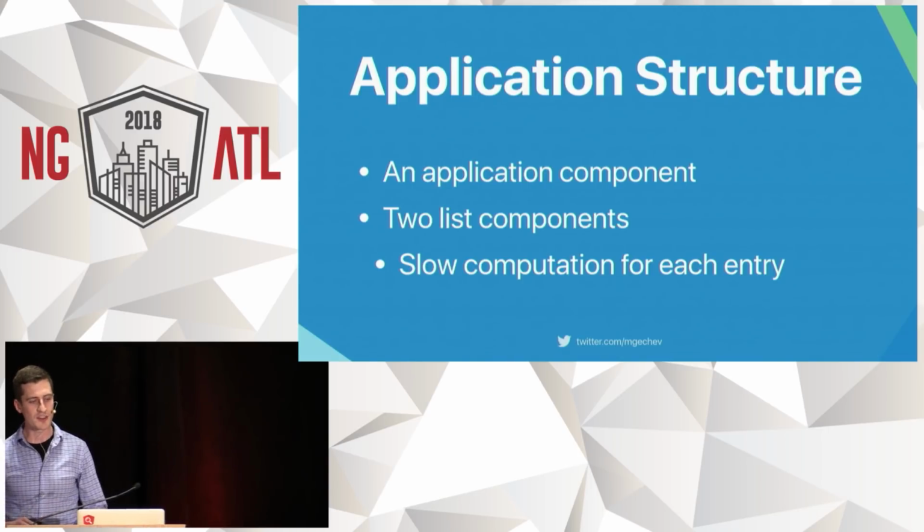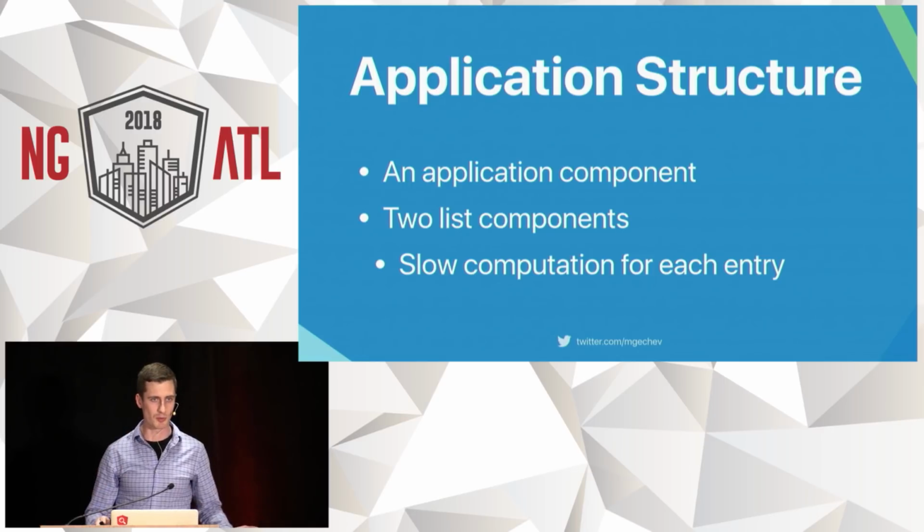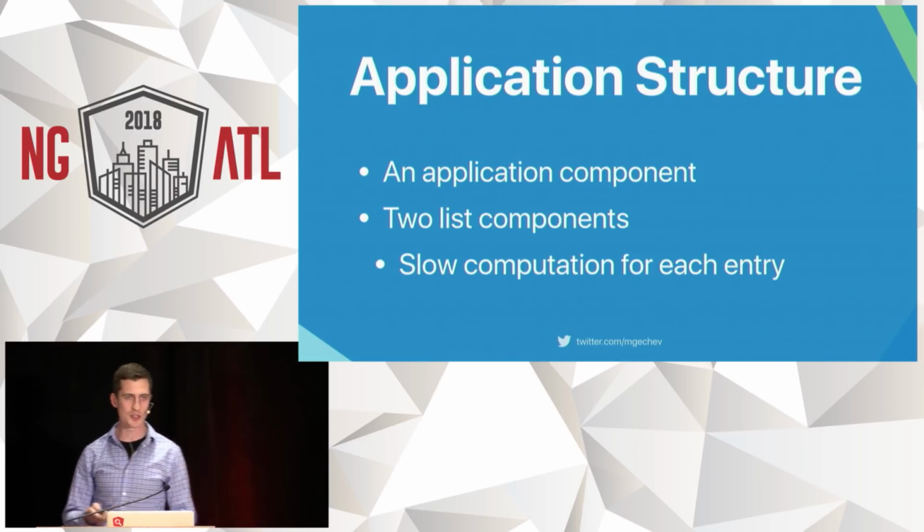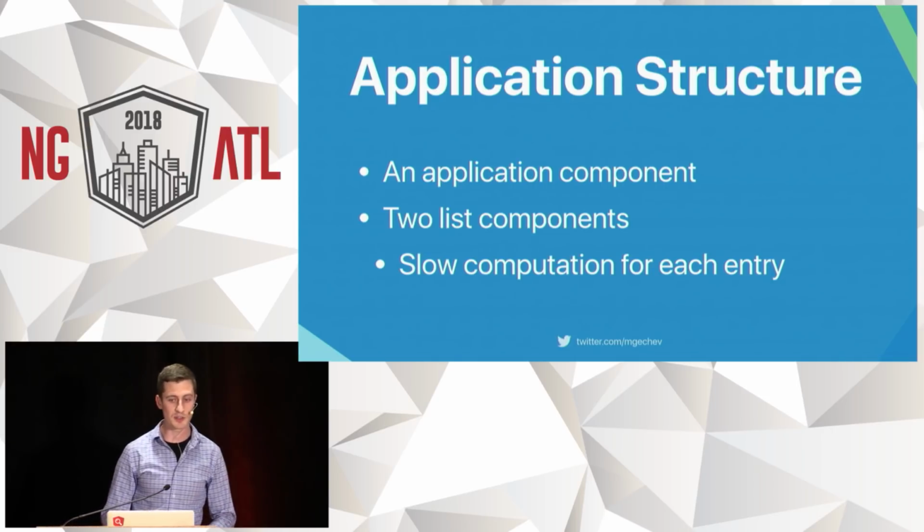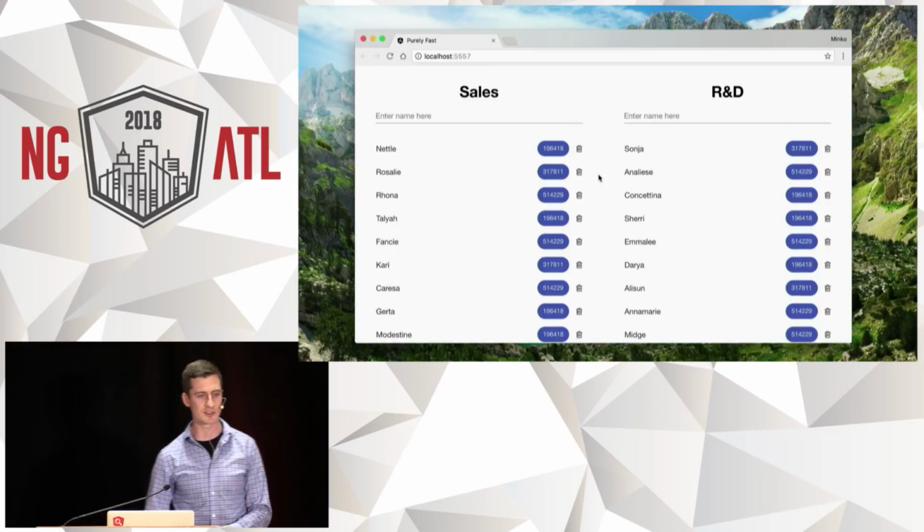As a recap, we can say that our application has an app root component, which holds the state, and two list components, which just visualize some data. And for each individual entry, we're just performing a heavy computation. So that's it. Let's see how this behaves with some kind of real data.